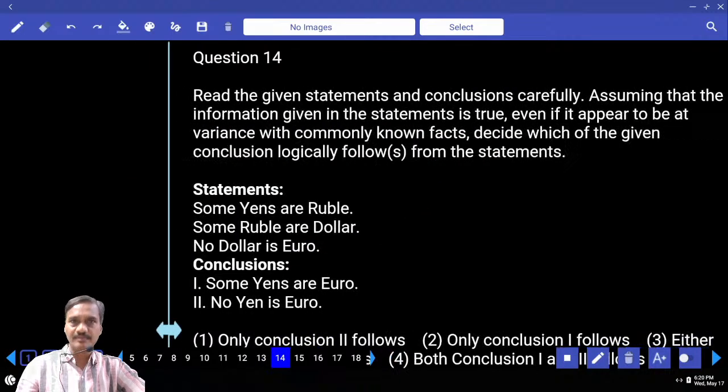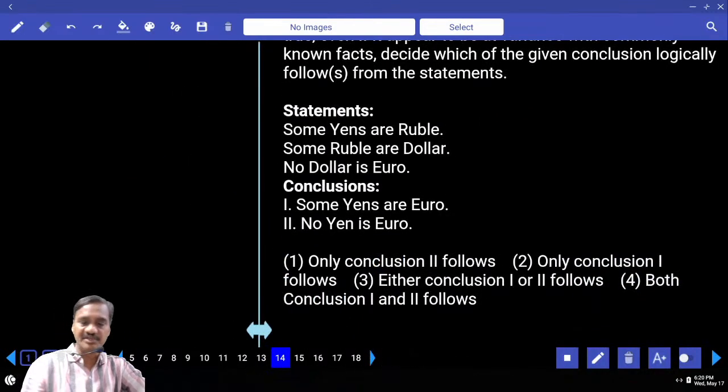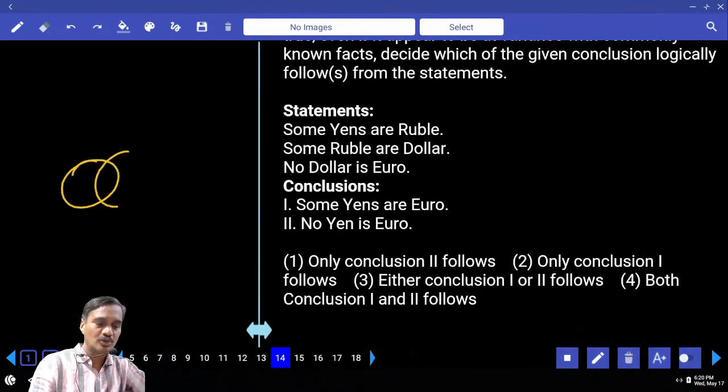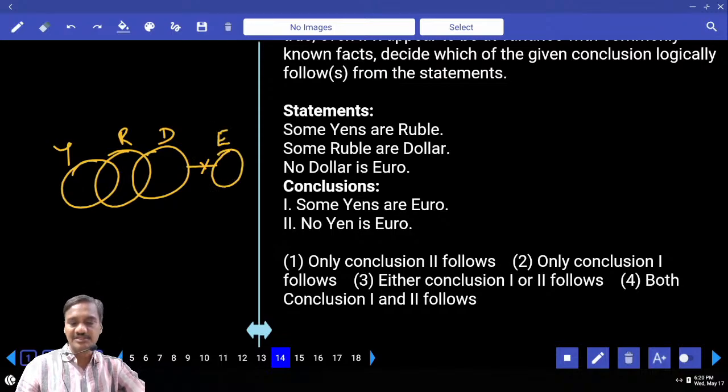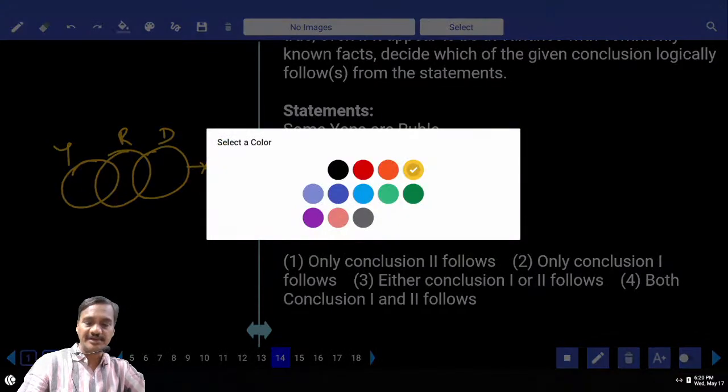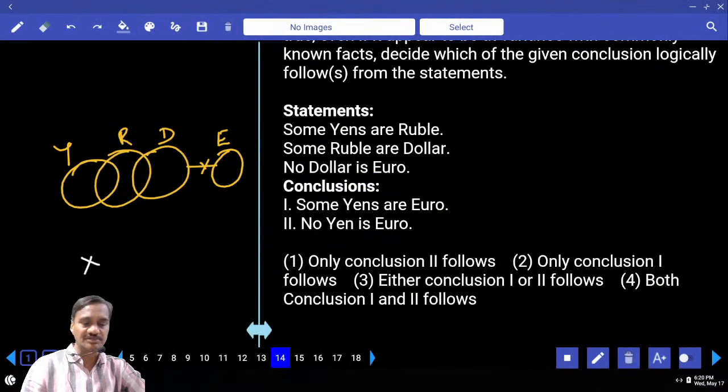Then the 14th one. In question number 14, some N's are rubles, and some rubles are dollars, and no dollar is euro, no intersection between dollar and euro. And some N are euro. N is here, euro is here, no intersection. No N is euro, definitely true.